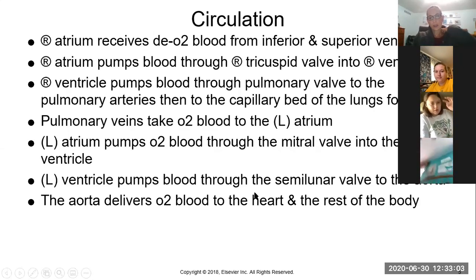Okay, so circulation. I wish I could move this over a little bit. All right. So the circulation, let's just talk about this. I'm going to break it down real easy.